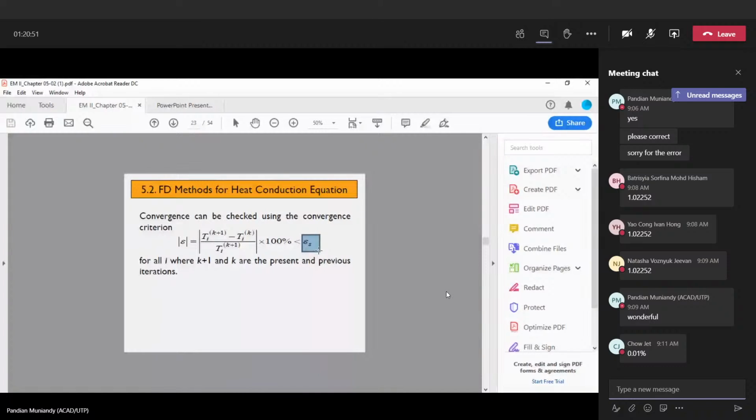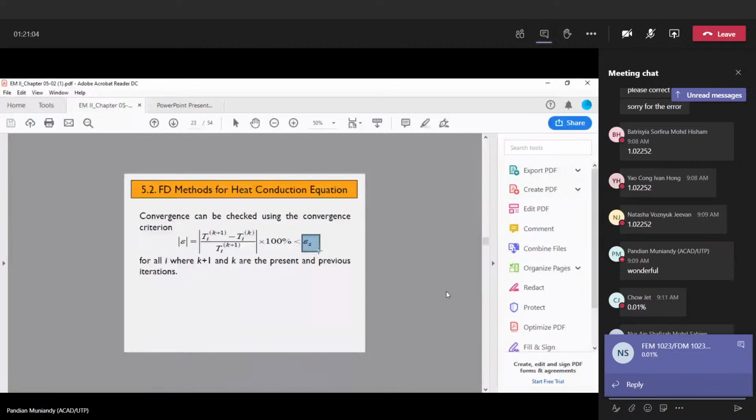Two decimal places is enough. Or at most you can go 3 decimal places. 2.04503 minus 2.04481 divided by 2.04503 multiplied by 100%. So what is your percentage?